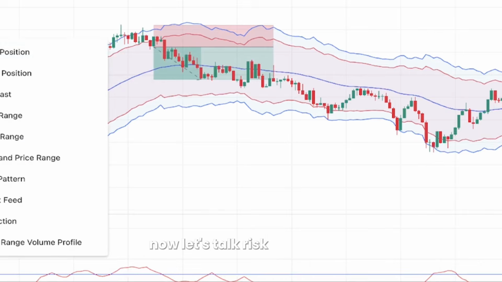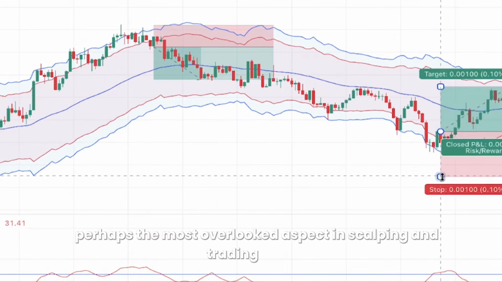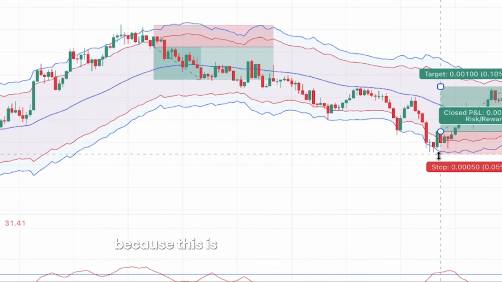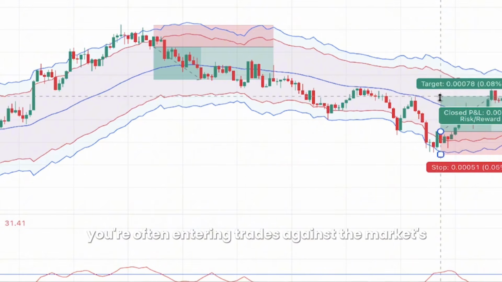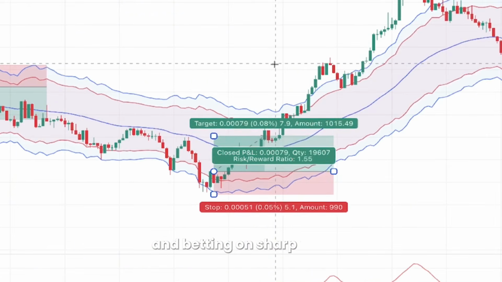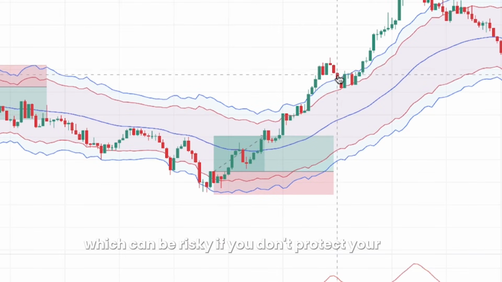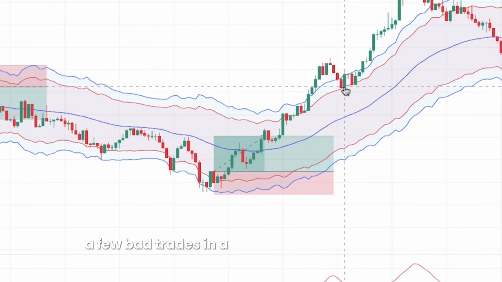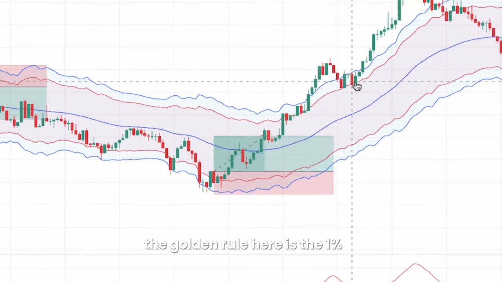Now, let's talk risk management, perhaps the most overlooked aspect in scalping and trading overall. Because this is a volatility-based strategy, you're often entering trades against the market's momentum and betting on sharp reversals, which can be risky. If you don't protect your capital, a few bad trades in a row can wipe you out quickly. The golden rule here is the 1% rule.